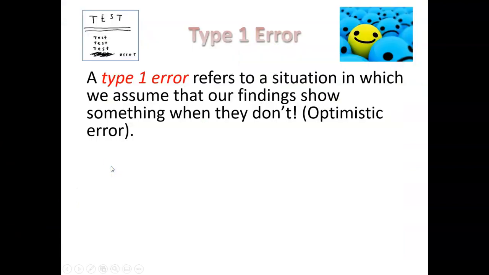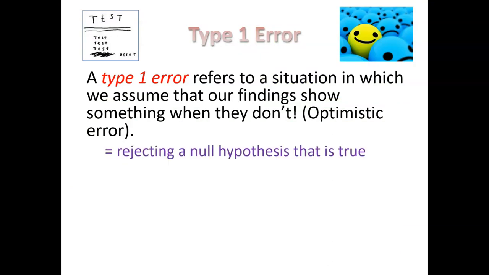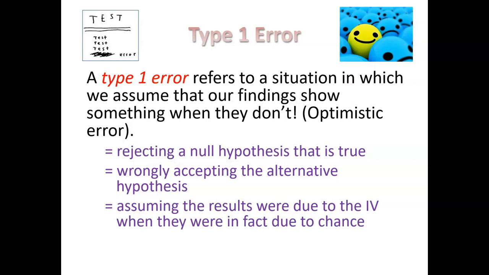Now, a type 1 error refers to a situation in which we assume that our findings show something when they don't. Okay, so it's an optimistic error. In this instance, rejecting a null hypothesis that is true and wrongly accepting the alternative, assuming the results were due to the IV when they were in fact due to chance. Okay, that's going to be where, again, there's too much freedom.